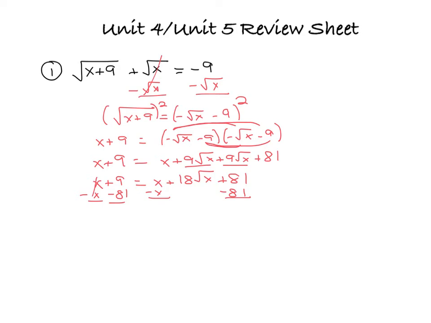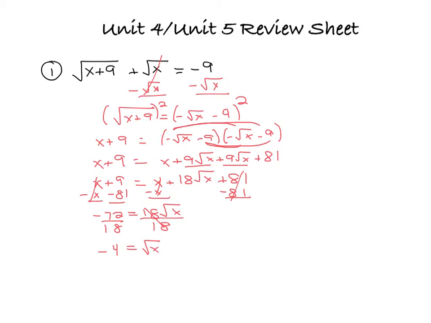So these cancel off, and 9 minus 81 is negative 72. Over here, those cancel off, leaving me with 18 radical x. So let's just divide both sides by 18. That way we can get the radical x by itself. So negative 72 divided by 18 would be negative 4. And the 18's cancel off, leaving me with radical x.